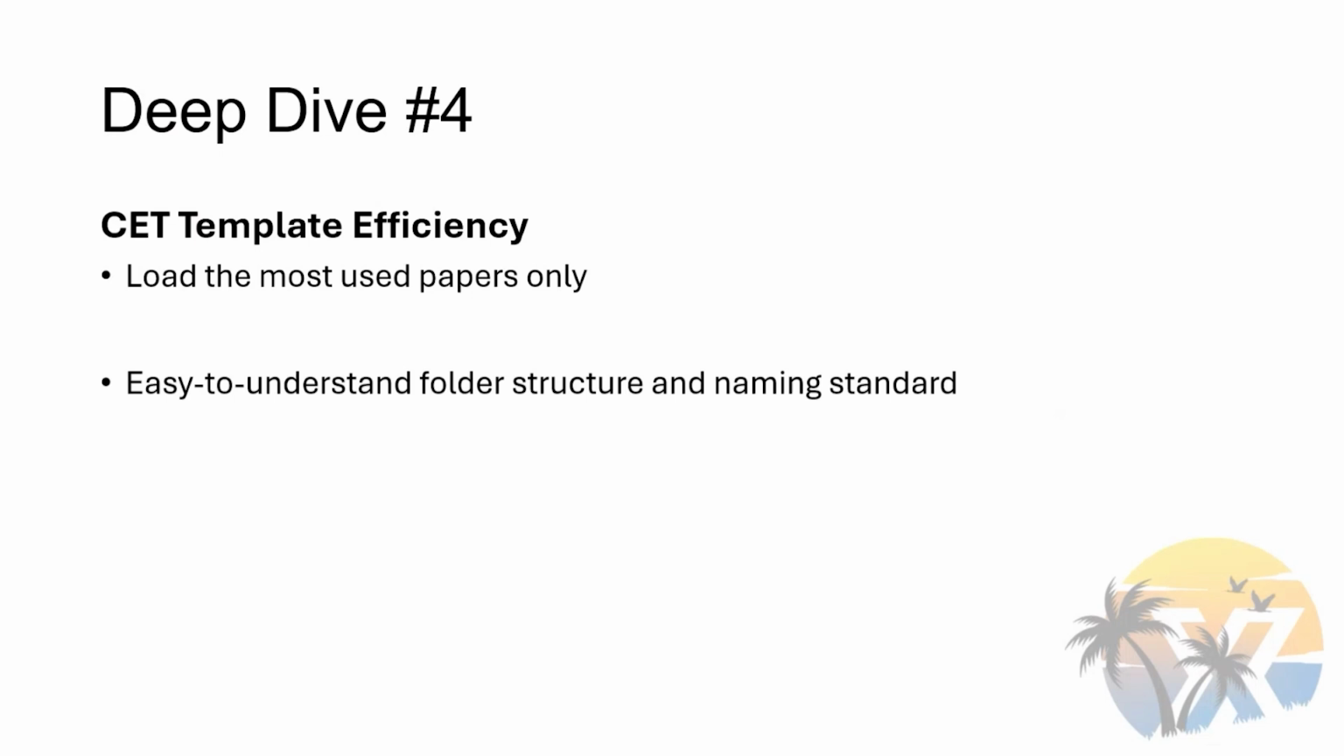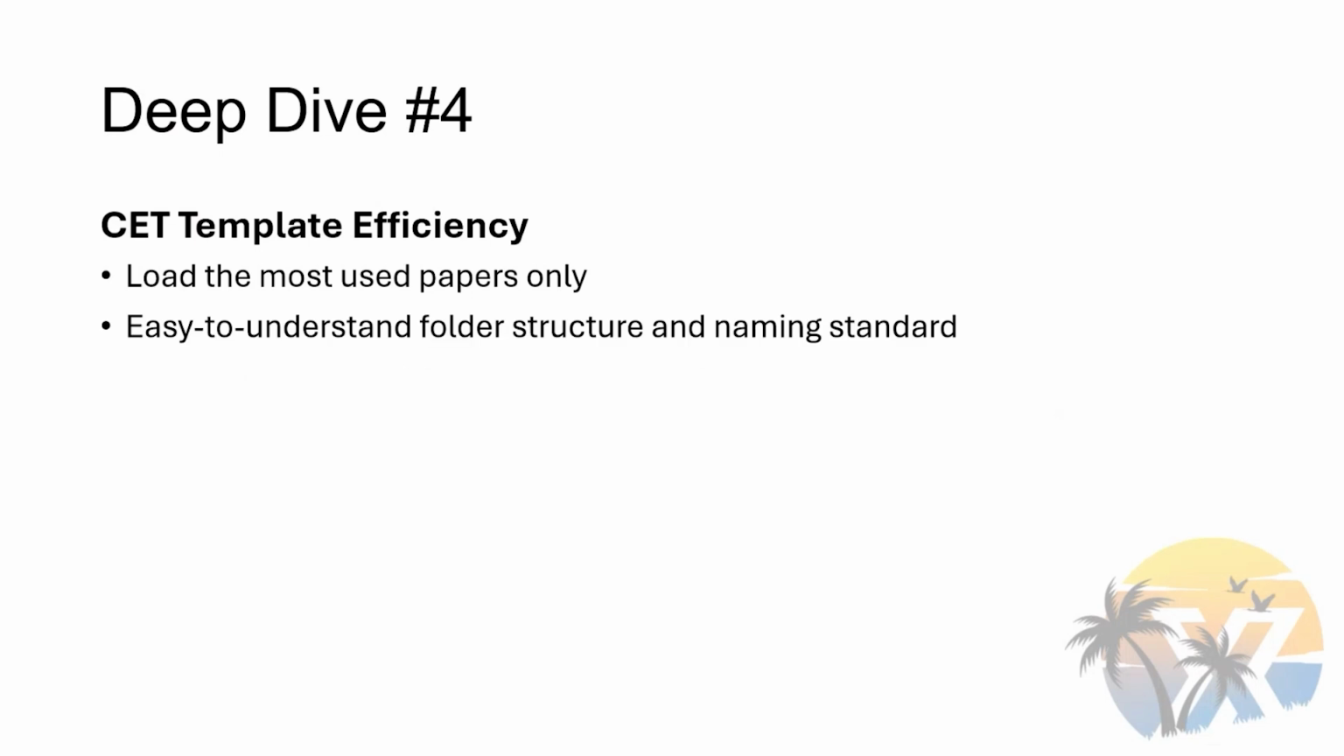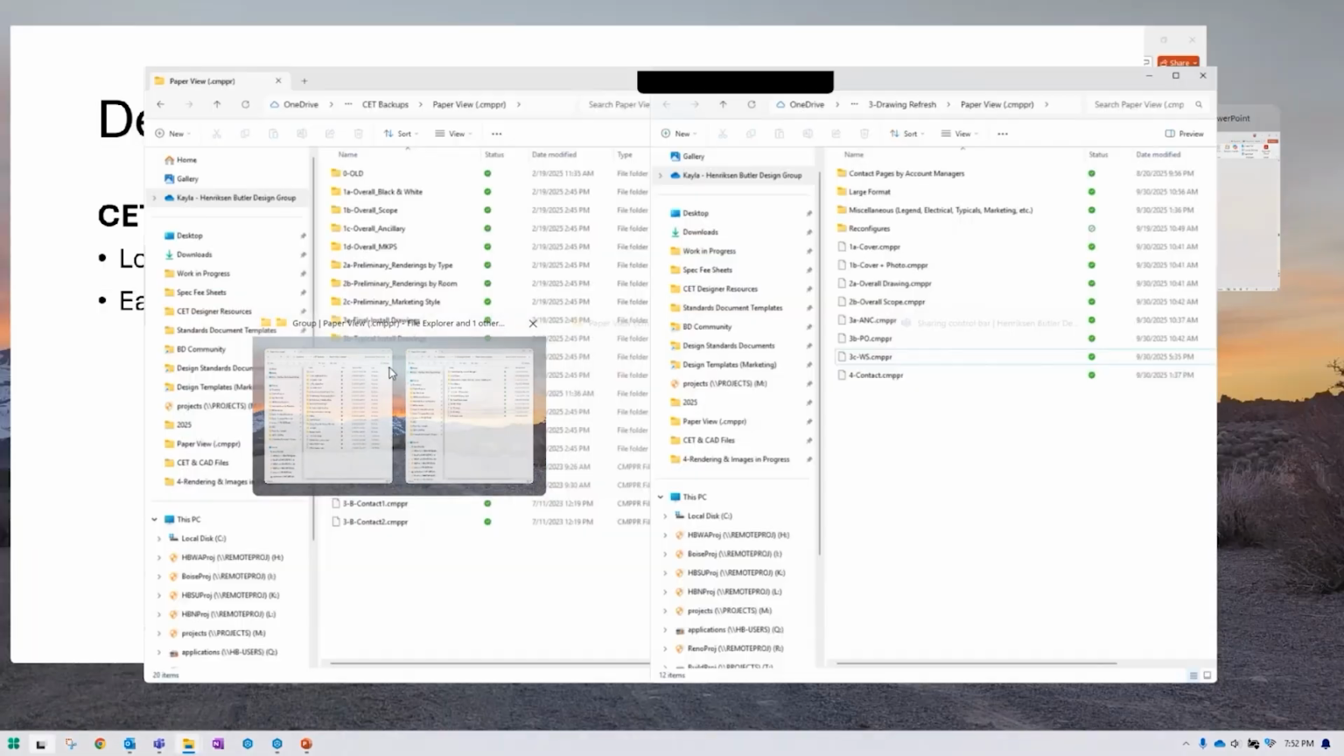And the same goes for folder structure. Our previous folder structure involved a lot of subfolders, which meant a lot of clicks to find what you're looking for. And our refreshed folder structure has the most common papers right within the pay-per-view folder. All the papers that are accessed maybe 20% of the time are in subfolders. So let's just take a quick look at that.